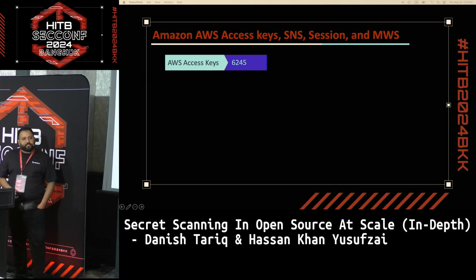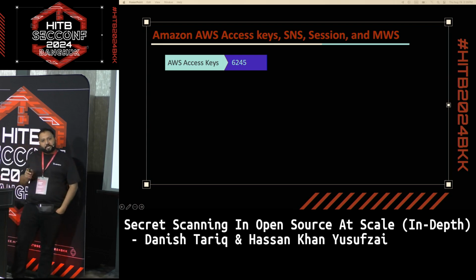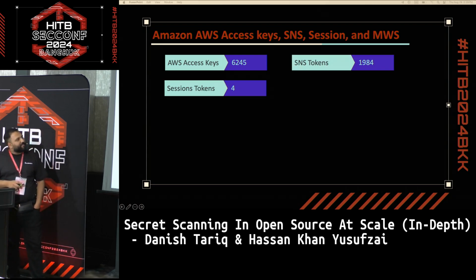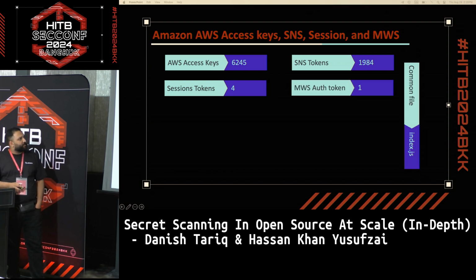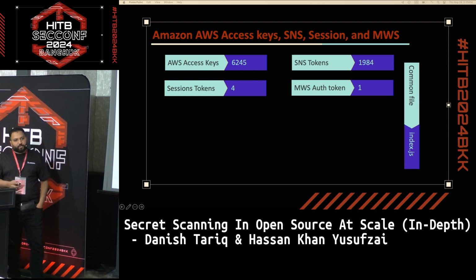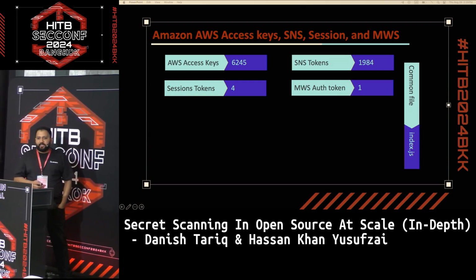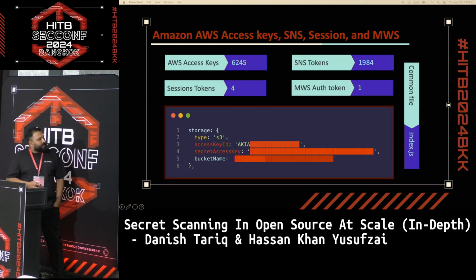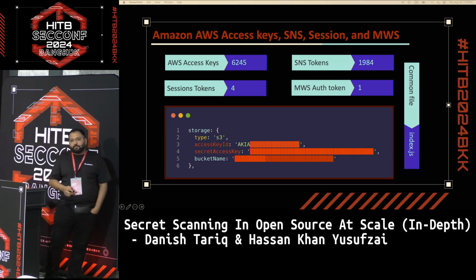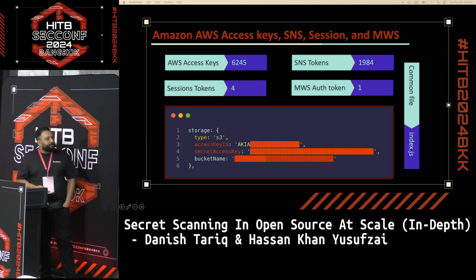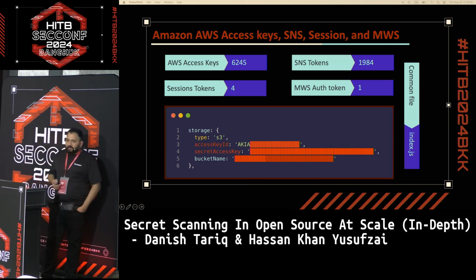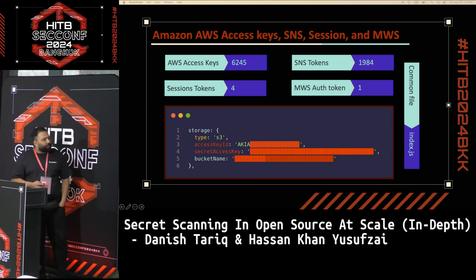Talking about AWS, so we got around 6,000 plus AWS keys, access keys, obviously SNS tokens and other keys of AWS as well. And the most common file for the leakage in npm.js for the AWS keys was index.js in the packages. It's an example of a code snippet that we found in one of the packages where the secret key of the AWS was being leaked. You could just imagine the impact of S3 bucket takeover, read and write and whatnot, right?